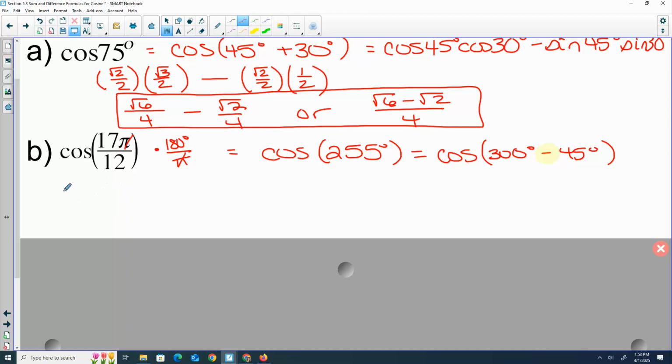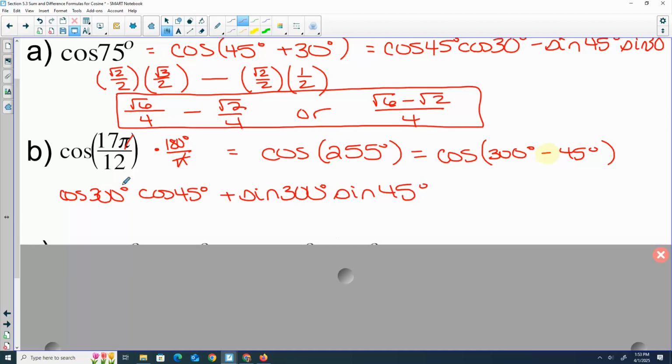So if you're looking at your formula sheet, cosine of A minus B is cosine of the first, cosine of the second, plus sine of the first, sine of the second. Alright, so now we have to think about this a little bit. 300, that's quadrant 4. Reference angle, 360 minus 300 is 60. In quadrant 4, is cosine positive or negative? Positive, and the cosine of 60 is?